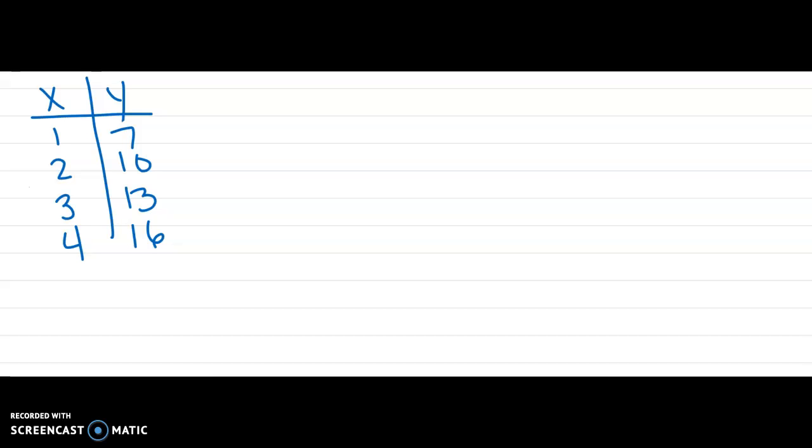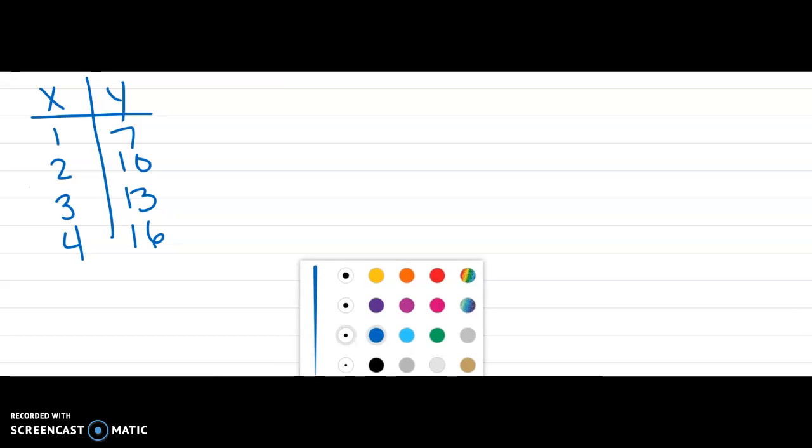But remember, I would always make the table. And we would look for the pattern to describe this. And we learned how to write it both recursively and with an explicit equation.